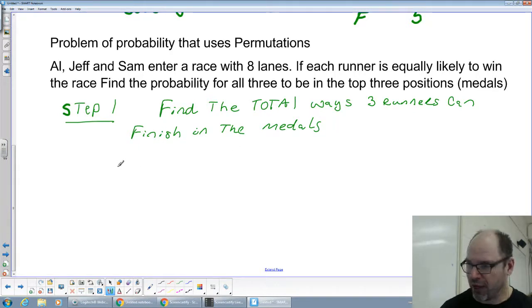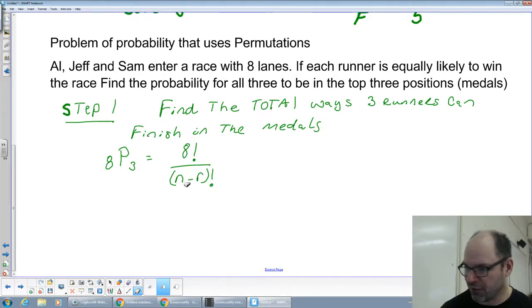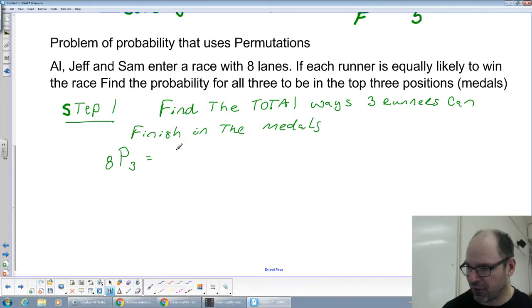So you could either do the counting principle and go 8, 7, 6, or you could do 8 P 3 because order matters. Either of them would be acceptable. So this one would be 8 factorial over n minus r factorial. Remember, it's not a combination because order does matter here. Oops, I should write in what the numbers are. Sorry about that. Let me write that a little better.